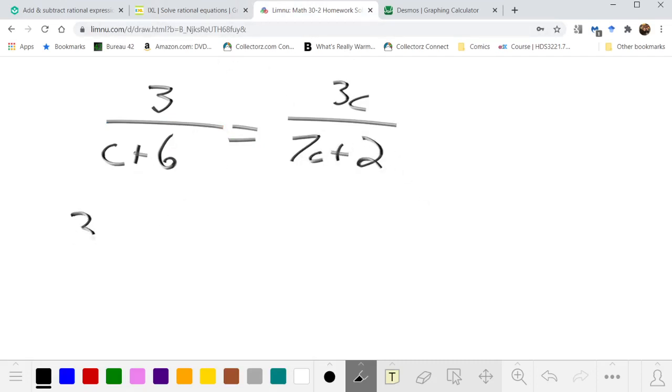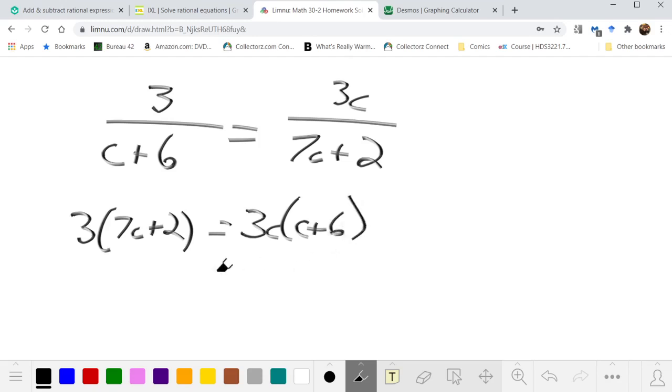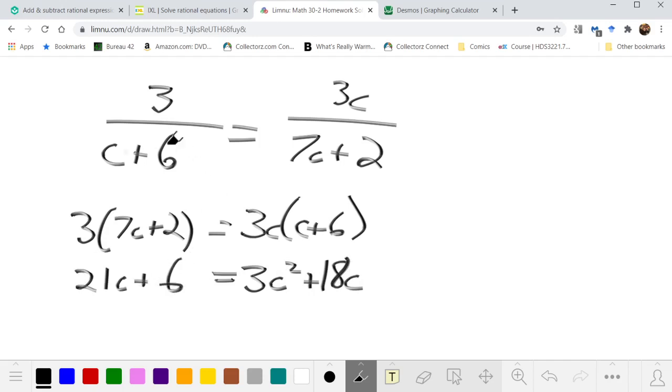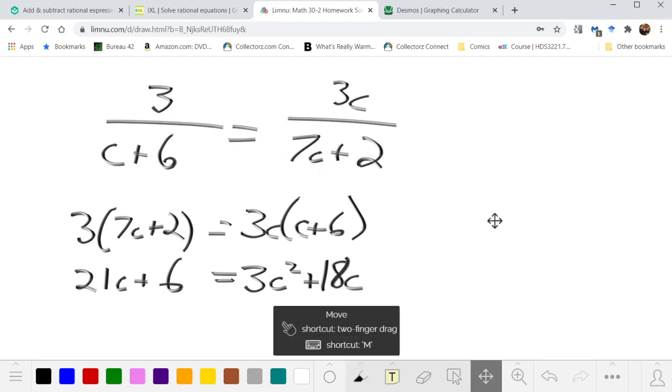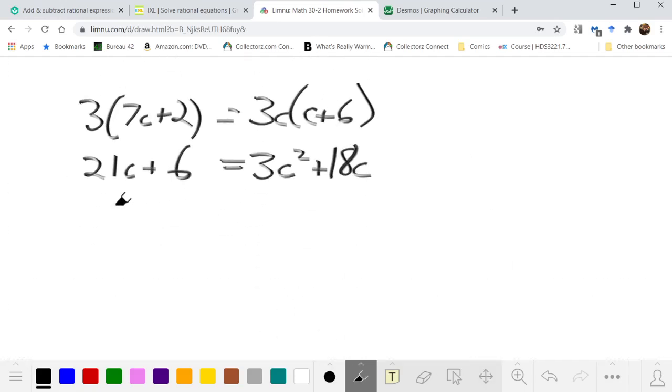Cross multiply. 3 times (7C plus 2) equals 3C times (C plus 6). Now this C here in the denominator and this C in the numerator give rise to a quadratic C term. But on the left-hand side, we have no such term. So we have different degrees in our numerators. So this is how we are going to have a quadratic, which gives us the potential for two solutions.